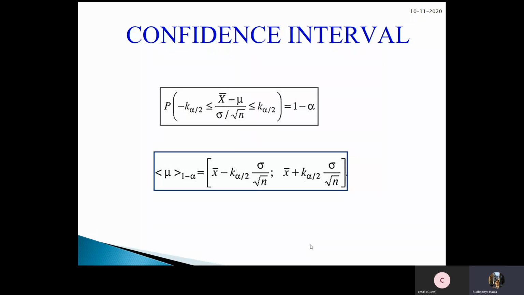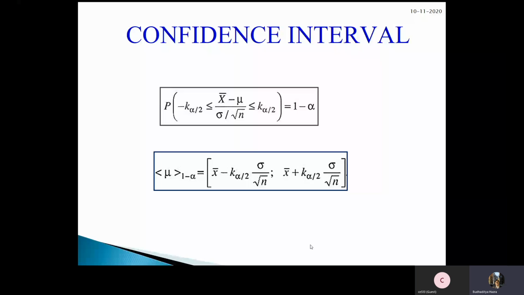Therefore, the confidence interval around the mean is given by x bar minus k alpha by 2 into sigma by square root of n, and x bar plus k alpha by 2 into sigma by square root of n. Now, what are these values, k alpha by 2 and minus k alpha by 2? These are quantile values, right?